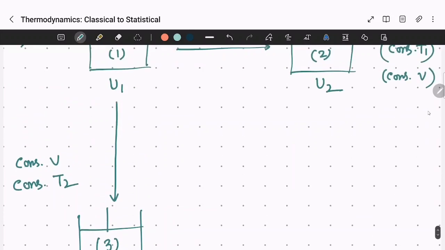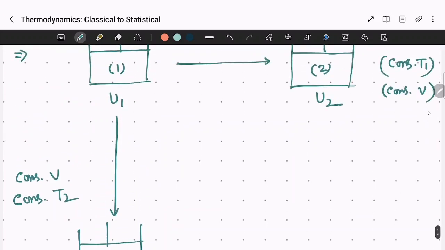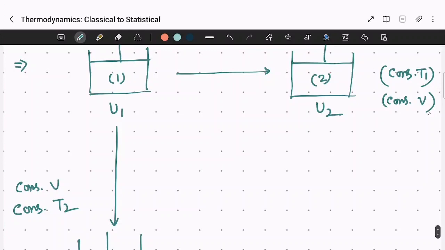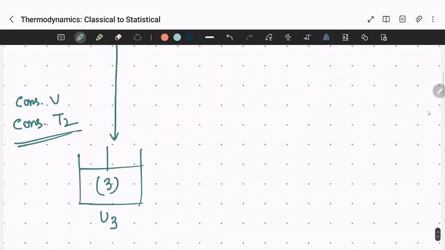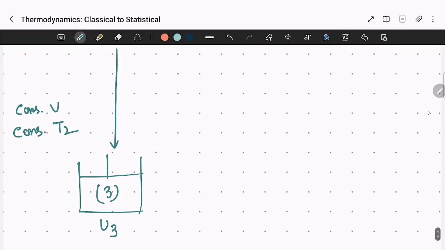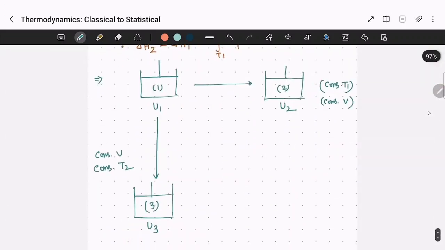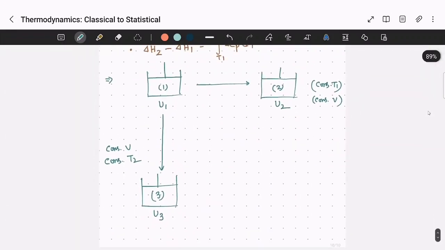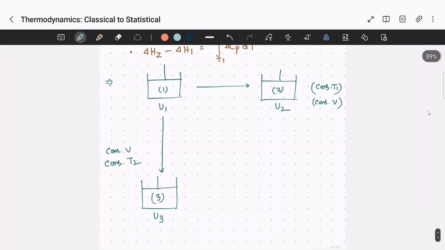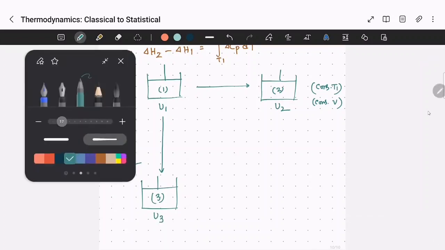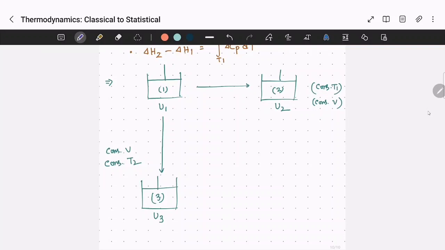But when you change this constant volume process, state 1 to state 3, then this is at constant temperature. If you change the temperature from T1 to T2, then obviously the state will be changed because the internal energy is a function of temperature. Okay, I think this is the overall picture. Whether it is visible or not? Yes, it's visible.